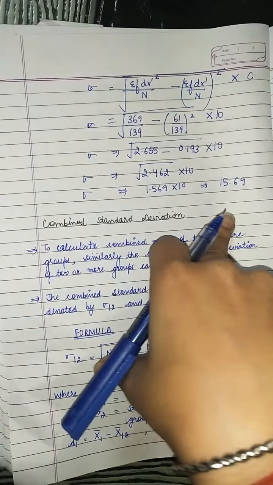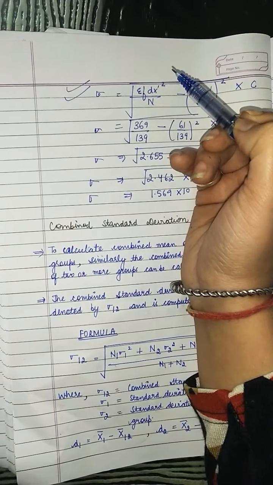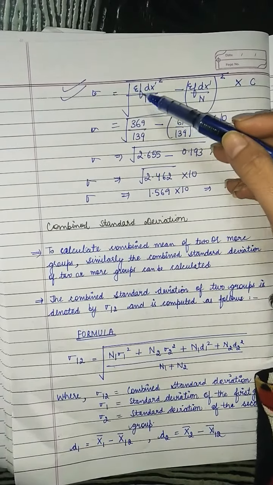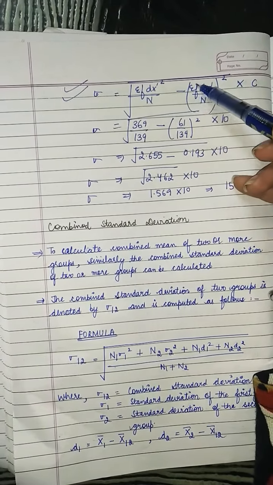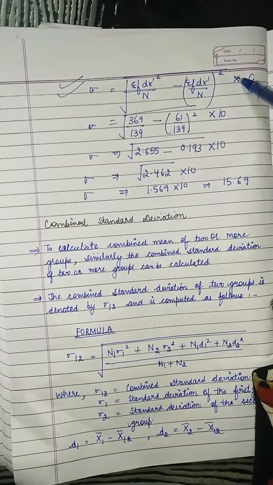So this is the formula for step deviation method in case of continuous series. Summation of f dx dash square upon n minus summation of f dx dash upon n the whole square. Overall under root is there, multiply with c.